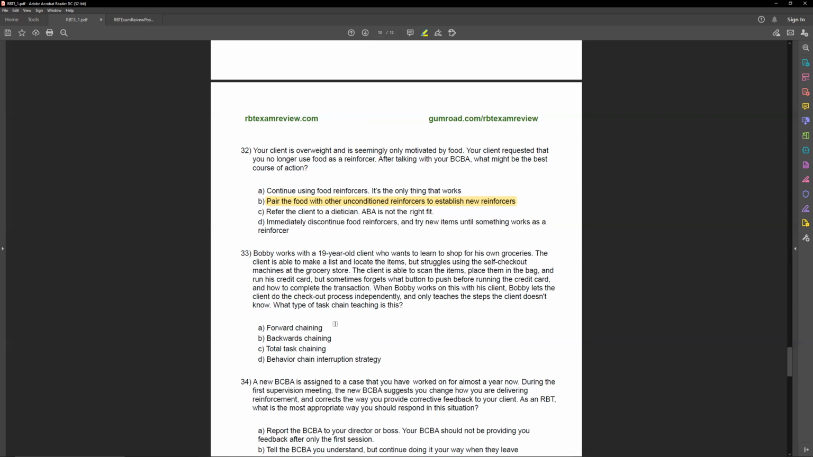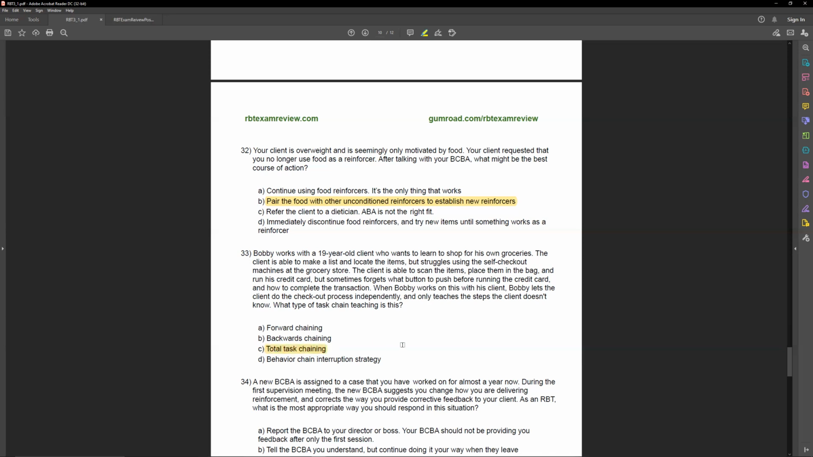Total task chaining is very good for situations like this, where you might have a higher functioning client or a client who knows how to do a skill. They're just missing one piece of the chain. Okay, maybe they're washing their hands and they always forget soap, but they can do the rest. Okay, you wouldn't do forward or backwards chaining, right? Because you're just wasting a lot of time. They know how to do 9 out of 10 steps. We only need to teach one step in the middle. Okay, so therefore we're going to total task chain.